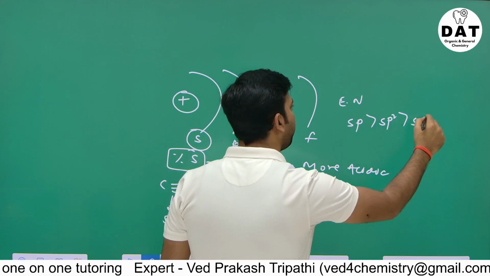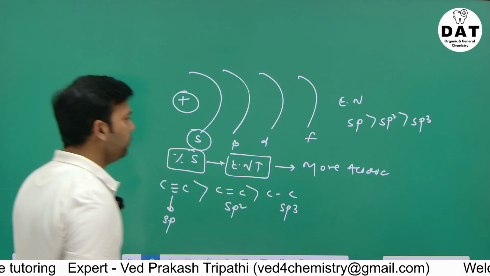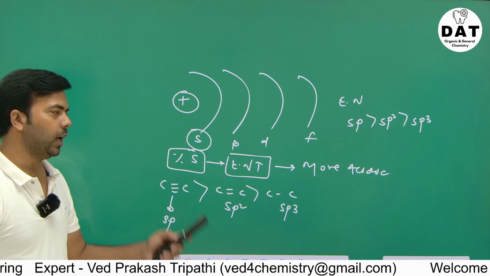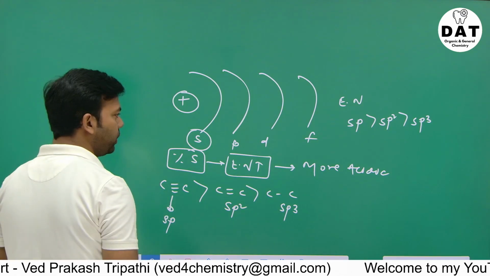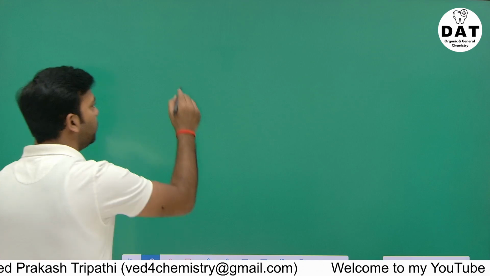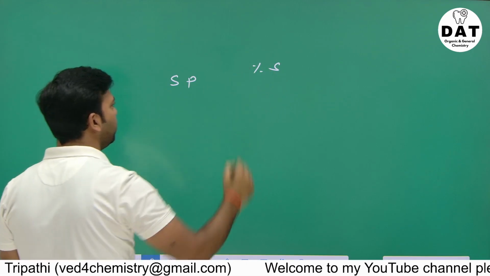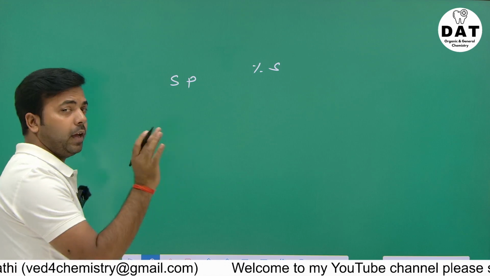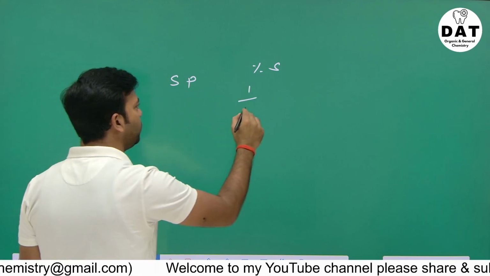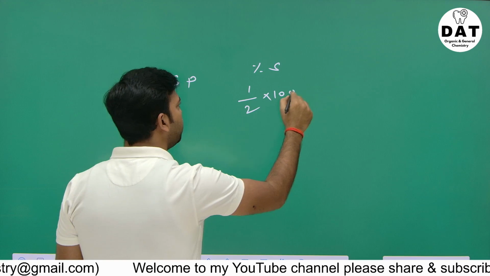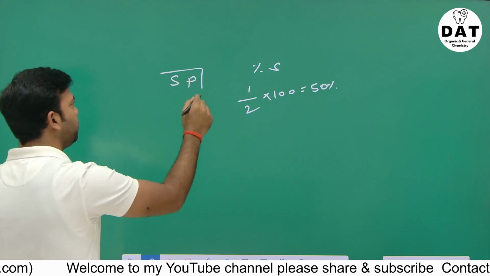Why? Take your time, just look at this. sp has more percent S character. Let me tell you what percent S is. Suppose here we have sp hybridized and I am going to figure out percent S. It means the number of S orbitals, which is 1, divided by the total, which is 1 and 1, 2, into 100. So you have 50% S in sp.